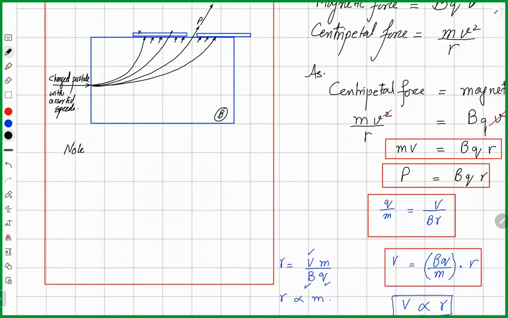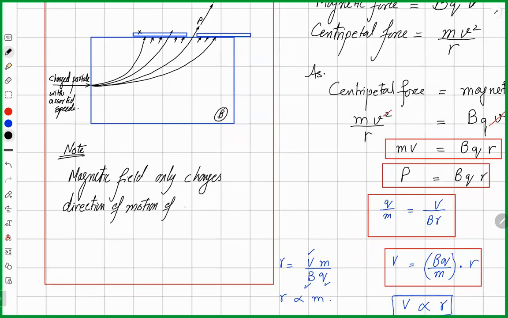One thing that you have to understand over here is, note, the magnetic field only changes the direction of motion of a charged particle. No change in speed. And why is that?